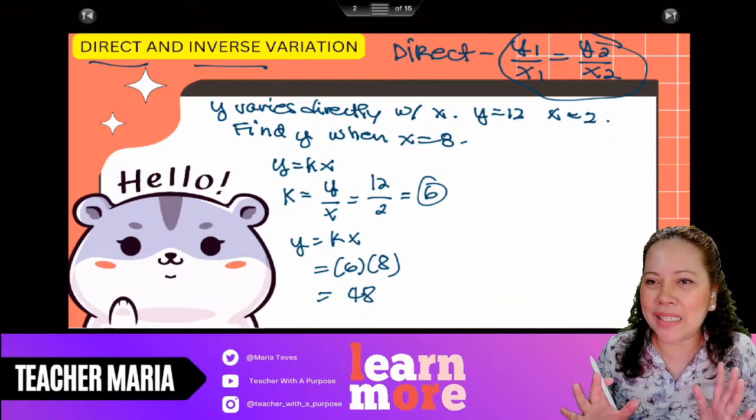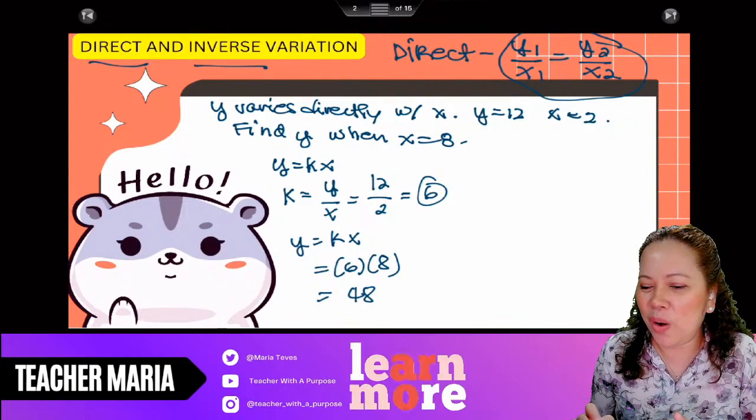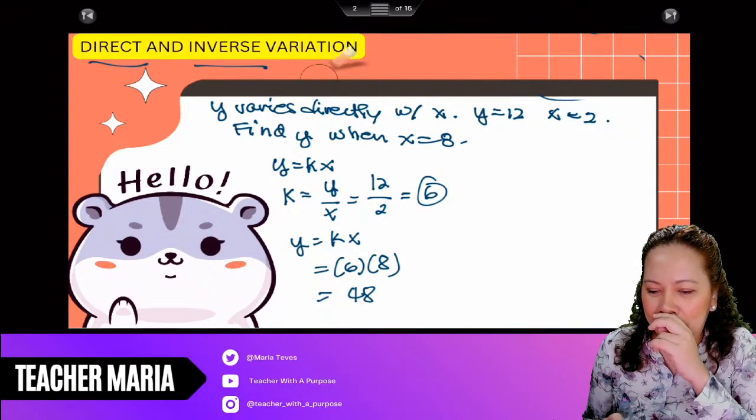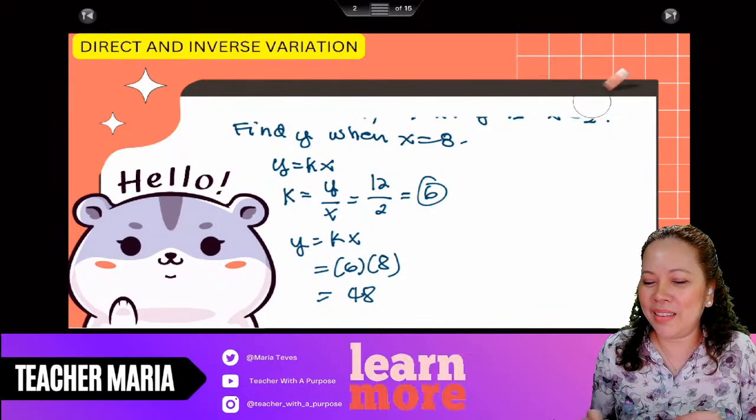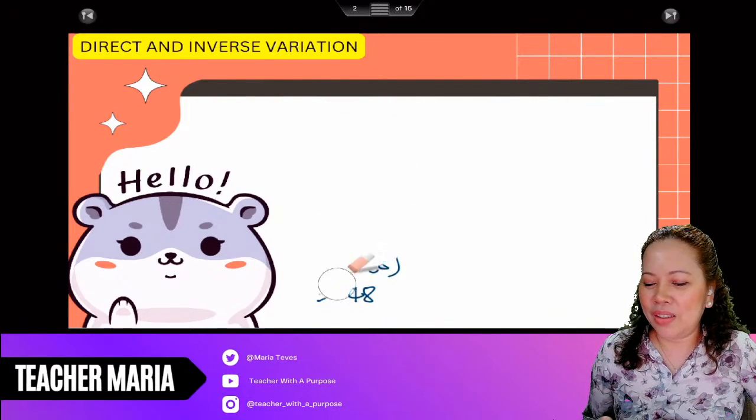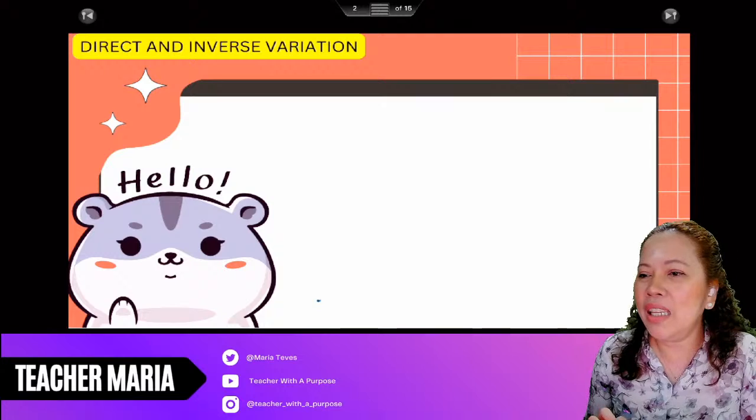So that's how easy direct variation is. Then we move on to, sorry. Para kung aso dito, tahol ng tahol. Okay. Then let's move on.